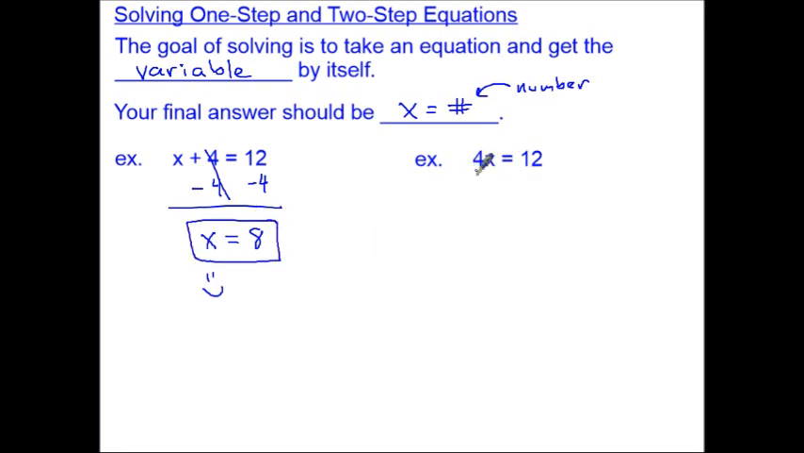Remember, if I write two things next to each other in math, and I don't put anything else in the way, it means multiplication. And the opposite of multiplication is division. So here I'll divide by 4. Okay, remember, always do it to both sides. These 4's cancel, and now the x again is by itself.